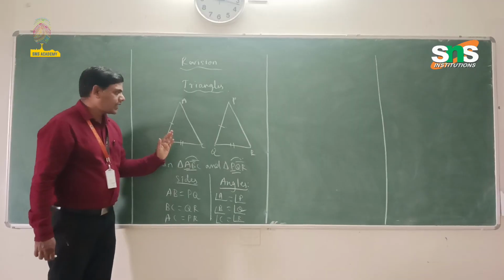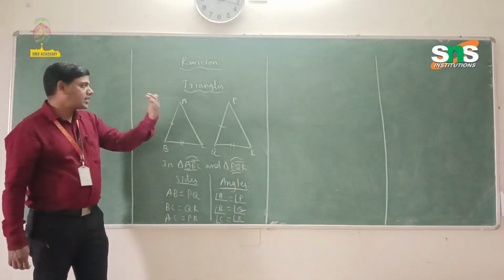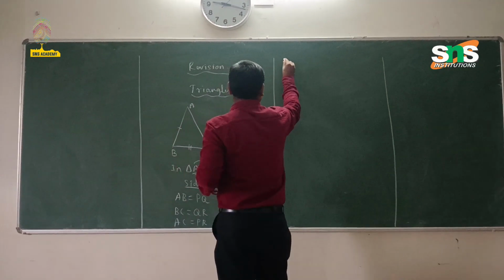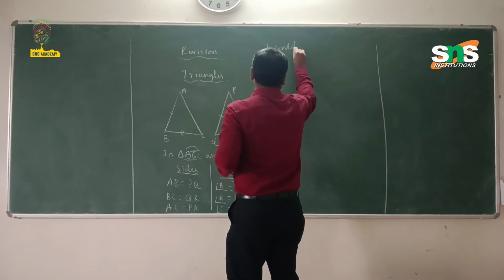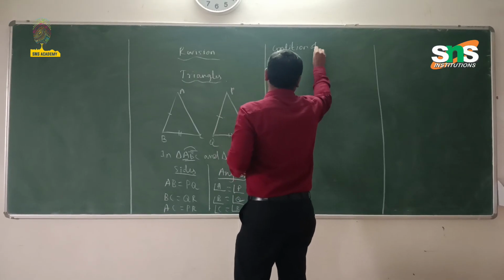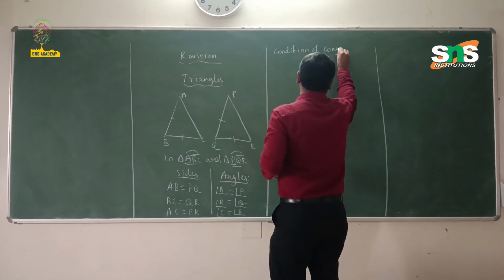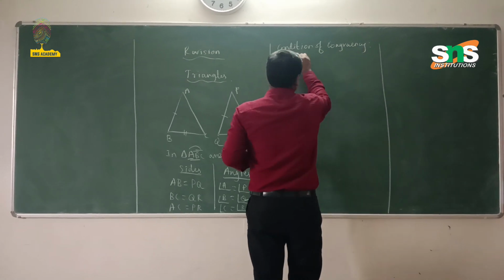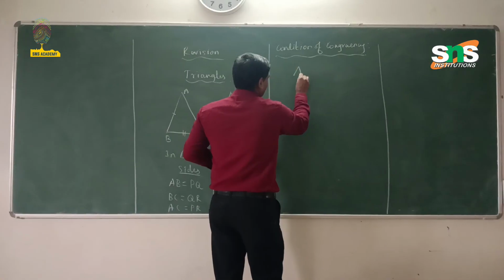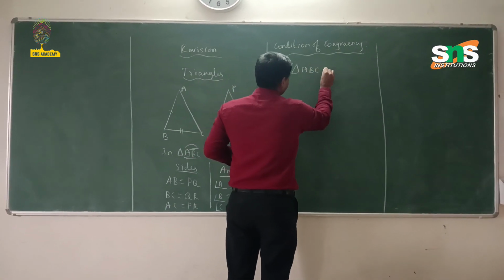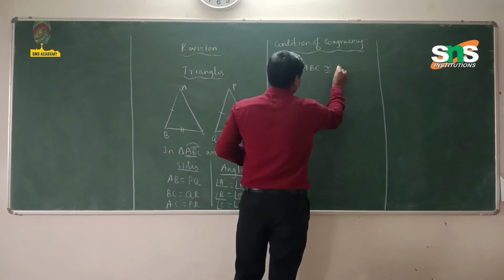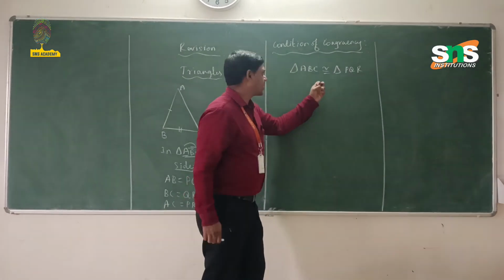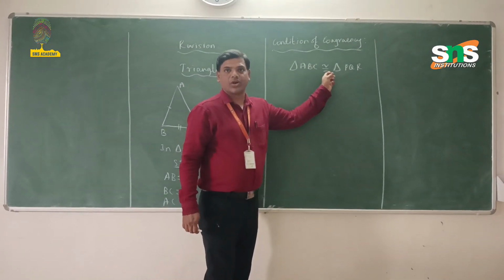Now here you see that when you come to congruency, this is related to congruency. So from this, the condition of congruency is, triangle ABC is congruent to triangle PQR. So this is the sign of congruency.